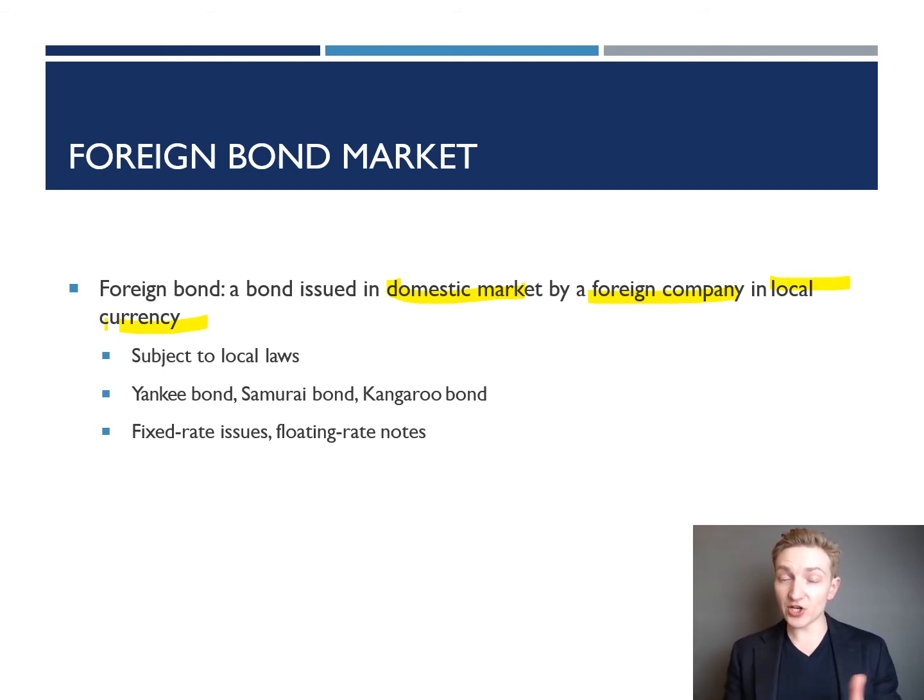It's then going to be subject to local laws, which is going to involve things like local bankruptcy laws, and you'll get various different types of bonds, such as bonds issued in the United States by an overseas company and the like.